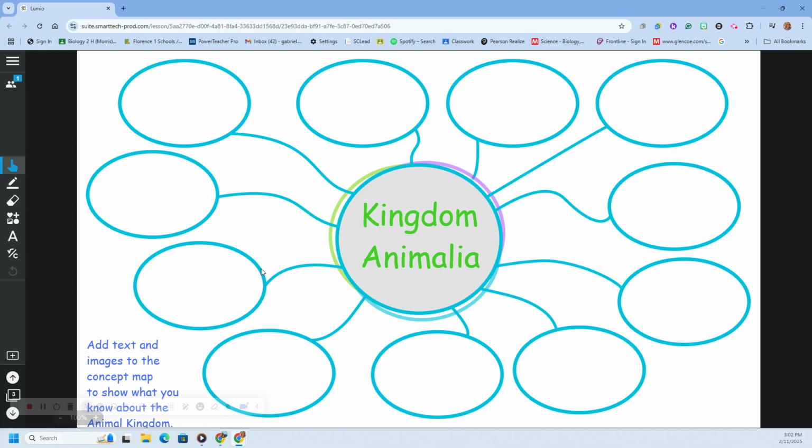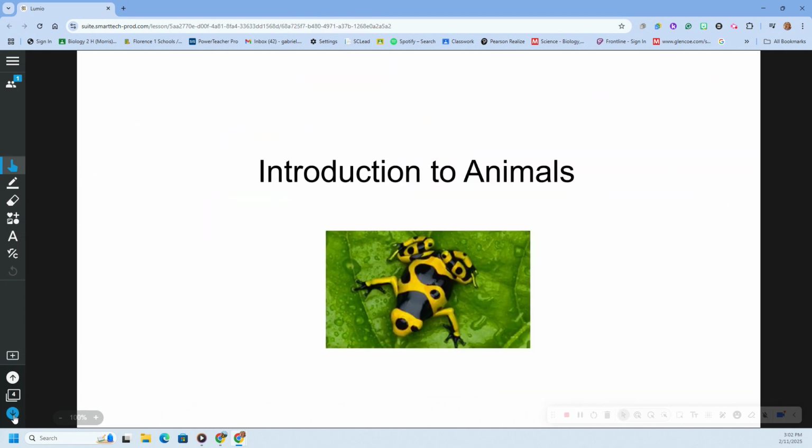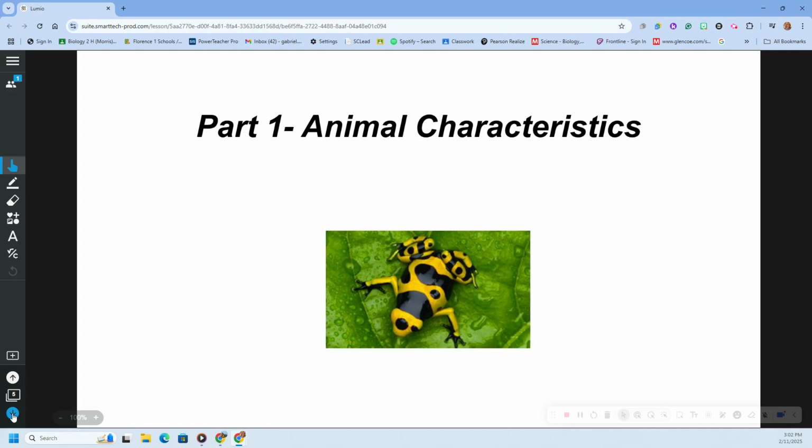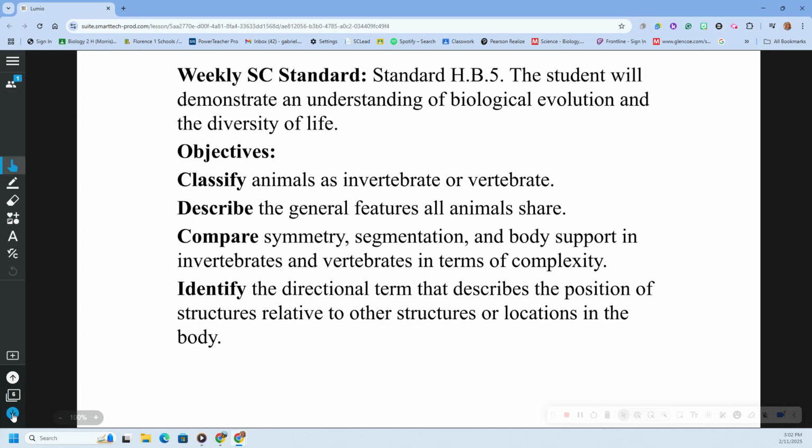I think we are used to thinking of animals as more vertebrates, but there are actually more invertebrates in the world than there are vertebrates. So let's jump into the notes here. Like I said, this first section is going to be about animal characteristics. What makes an animal an animal?